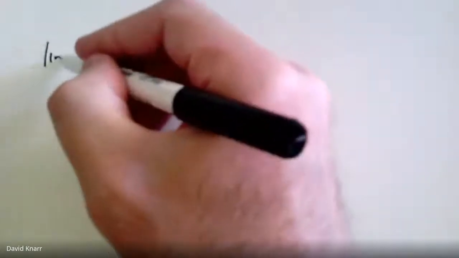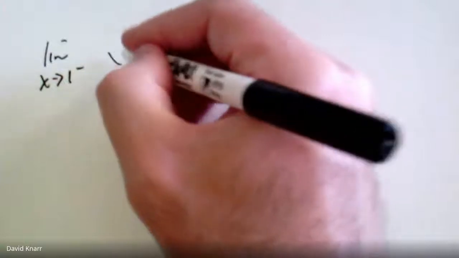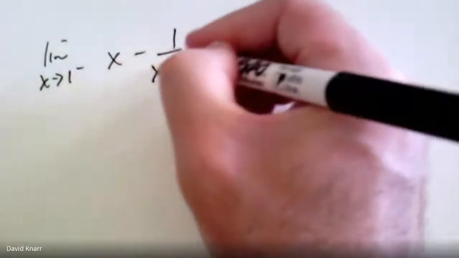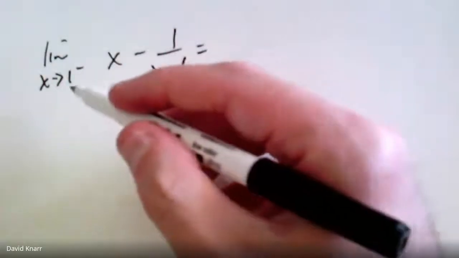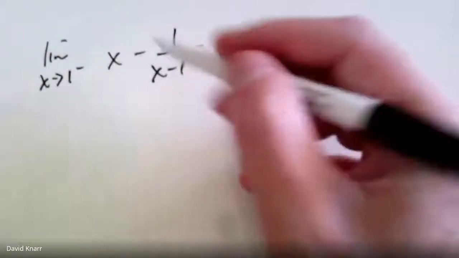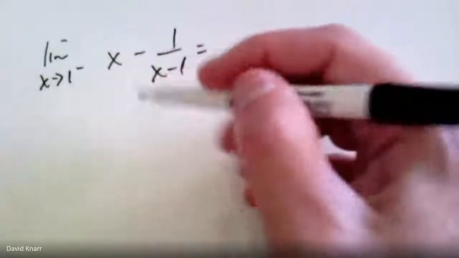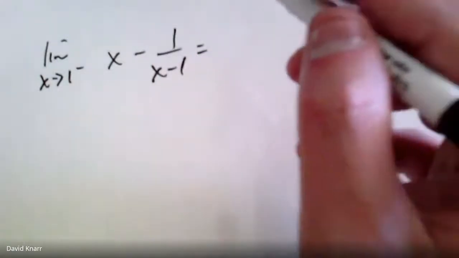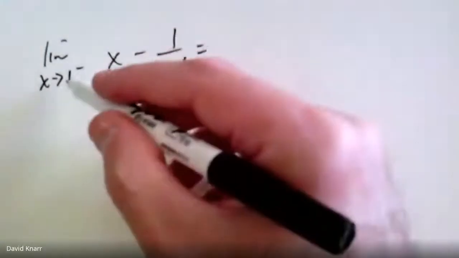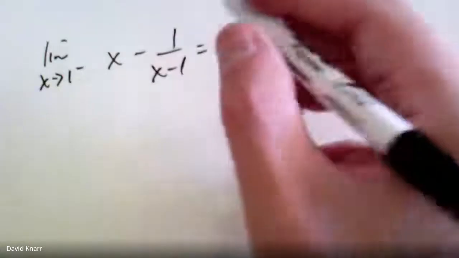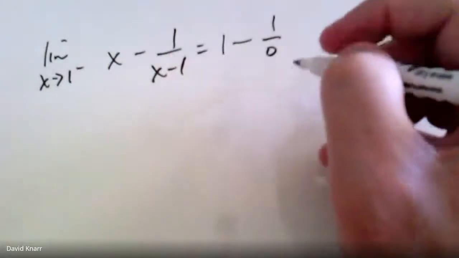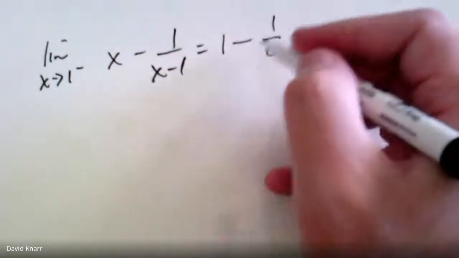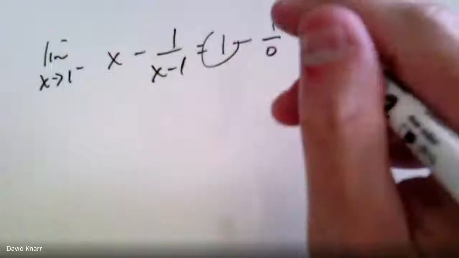Let's try the limit as x approaches 1 from the left of x minus 1 over x minus 1. So if I directly substitute 1 in here without using the limit laws, now I could use the limit laws, and I'll show you how to do it in a minute. If I directly substitute it in, I get 1 minus 1 over 0. So the question is, what am I going to do with this? Well, first of all, this 1, what gets done with that?